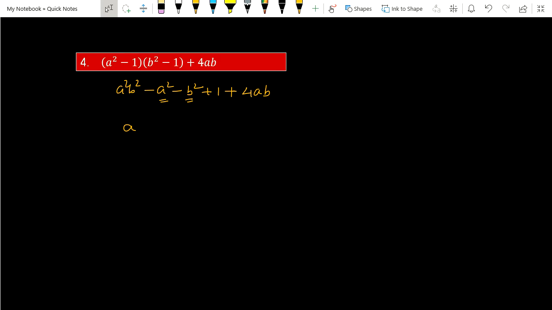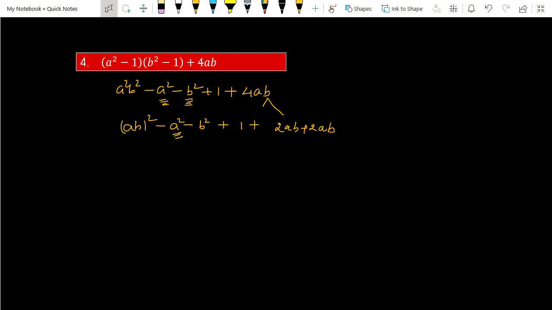a square b square can be written as ab the whole square. Now with this hint we will start. If we are going to split it, 4ab can be split as 2ab plus 2ab. If we split this 4ab into 2ab plus 2ab, we find the hint is useful now. How is it useful?